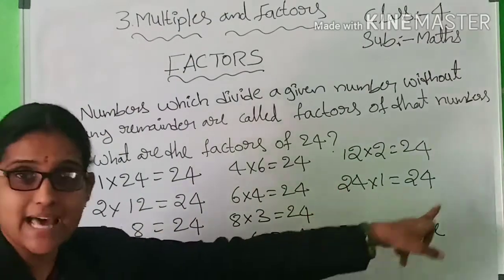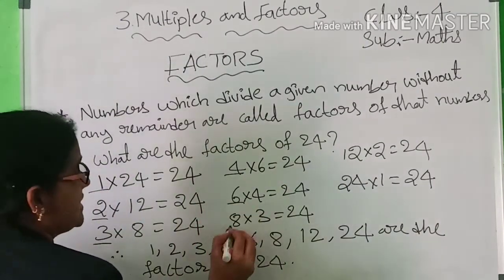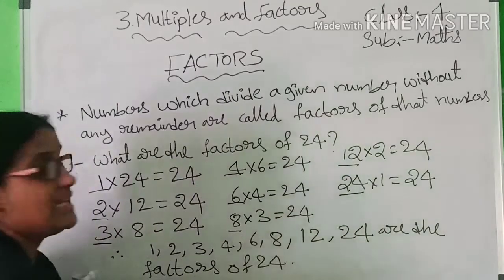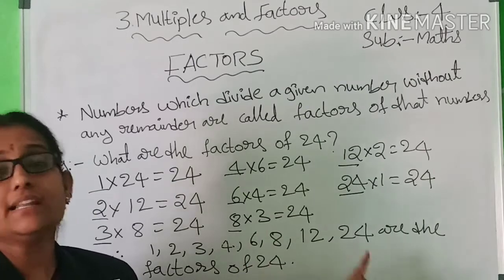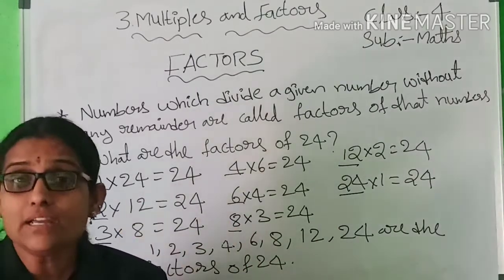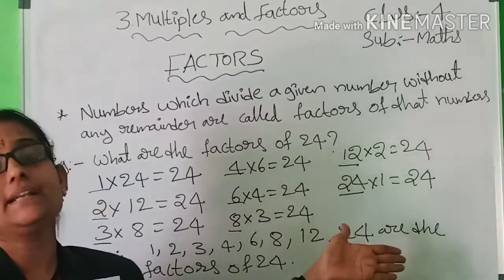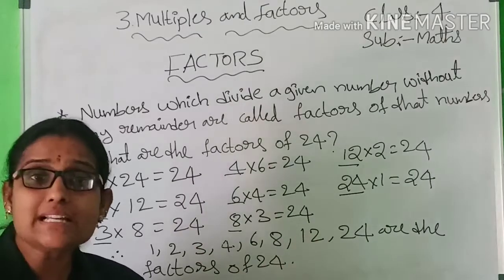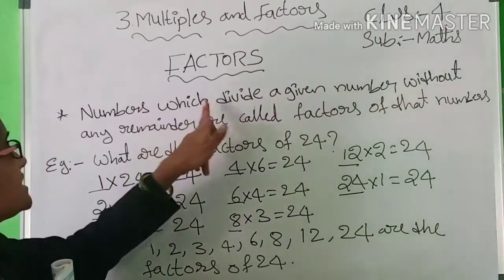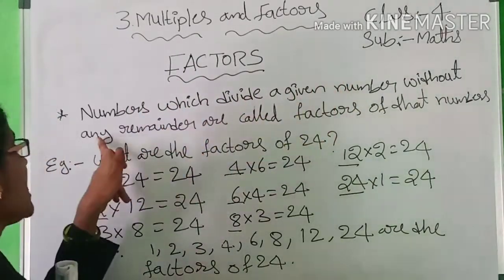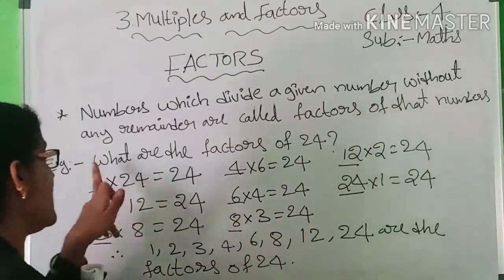Next, 24 times 1 is 24. These are 1, 2, 3, 4, 6, 8, 12, 24. These are the factors of 24. Okay, children. The tables that come in 24 are what? Factors of that given number. Okay, children, what is a factor? Numbers which divide a given number without any remainder are called factors of that number.